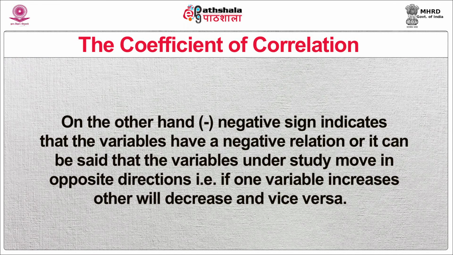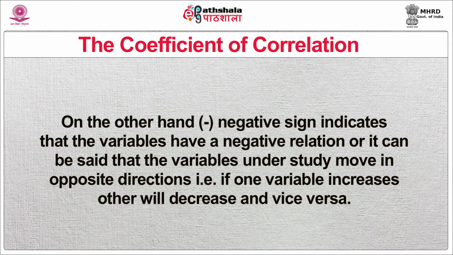On the other hand, the minus sign indicates that the variables have a negative relation, or it can be said that the variables under study move in opposite directions. That is, if one variable increases, the other will decrease and vice versa. Further, +1 indicates a perfect positive correlation between the two variables. All other values of the correlation coefficient that lie between plus and minus 1 show different degrees of correlation. Suppose we get r equal to 0.82, which suggests a substantial positive relationship between the two variables.